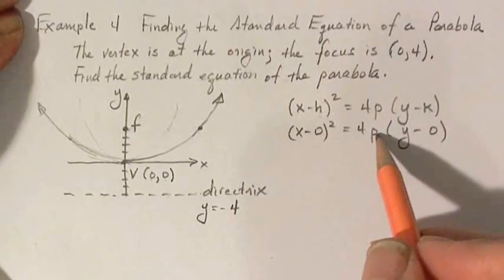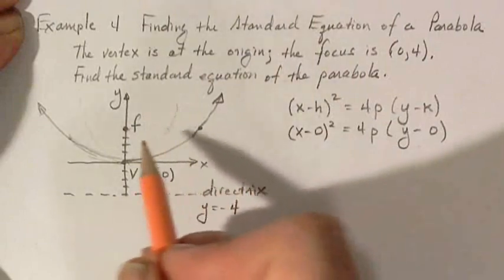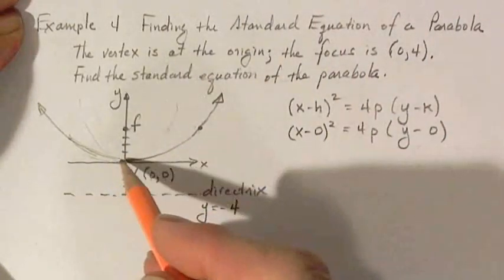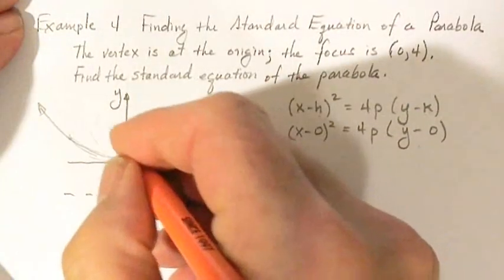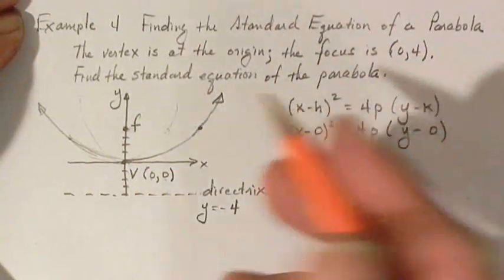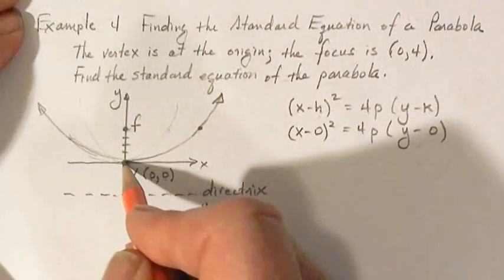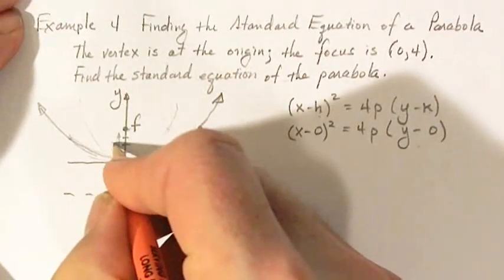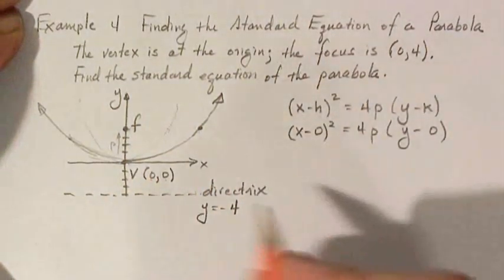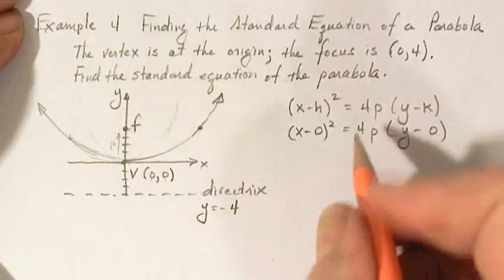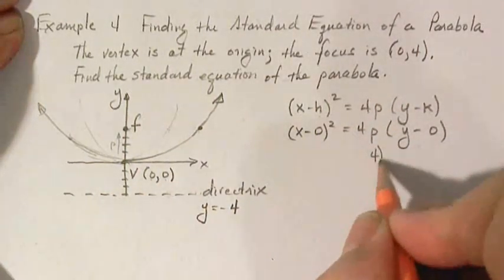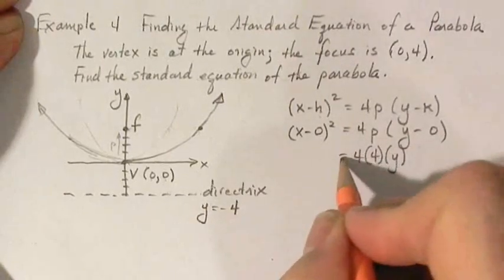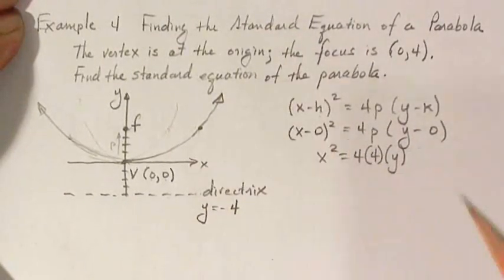Now what is the p? Well, that was that last bit from the previous piece of the video. The p is the distance from the vertex to the focus. And p can actually be positive or negative. If the focus is above the vertex, then we say that the p going up is positive. So this is 1, 2, 3, 4. So the p here is 4, and then this is just y, and we have x squared.